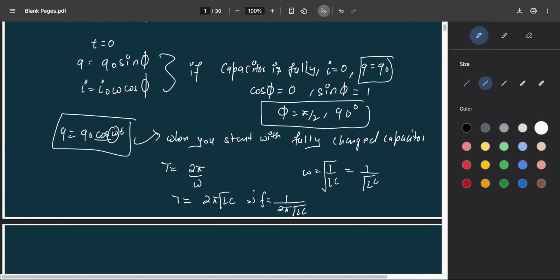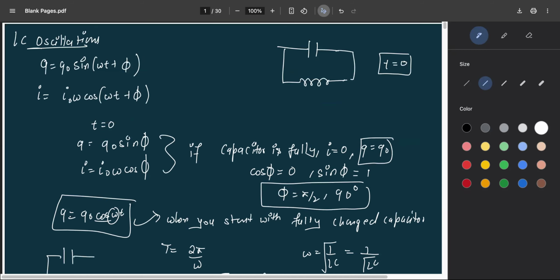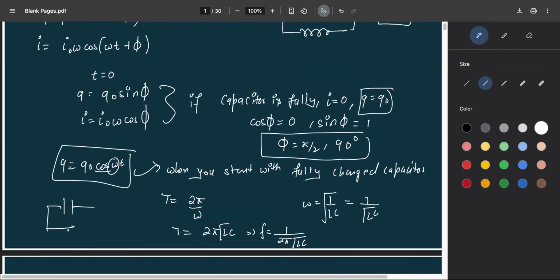What does this mean? This is oscillation, and oscillation means to and fro. First the capacitor is completely charged. The charge is decreasing, decreasing, decreasing. After time t, this charge completely gets stored as energy in the current. Then that current starts storing energy in the capacitor again. So this takes time T in one revolution. So this is what we are doing. I hope this is clear, Kirtana.